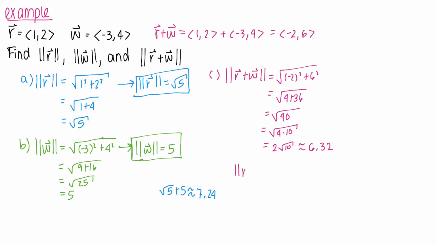Let's just write this here. You can't just find the magnitude of two vectors being added together by adding the two magnitudes together. You have to find the brand new vector and find its magnitude instead.